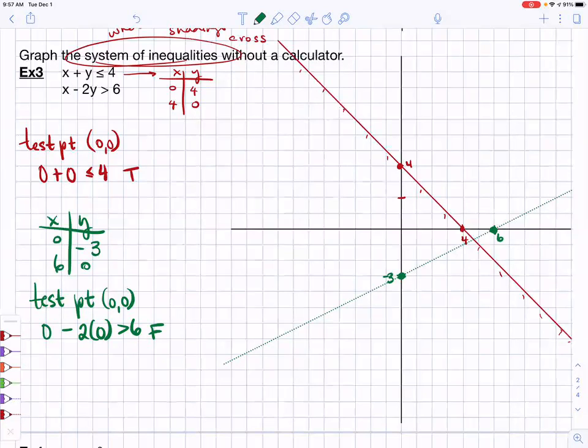Now you have to ignore the red line, only pay attention to the green. Where's the shading going to go for the green line? Underneath it, yeah. 0, 0 doesn't get to go to the party because 0, 0 lied. Okay, now remember, the goal here is not where do the two lines meet. The goal is where do the shadings overlap.